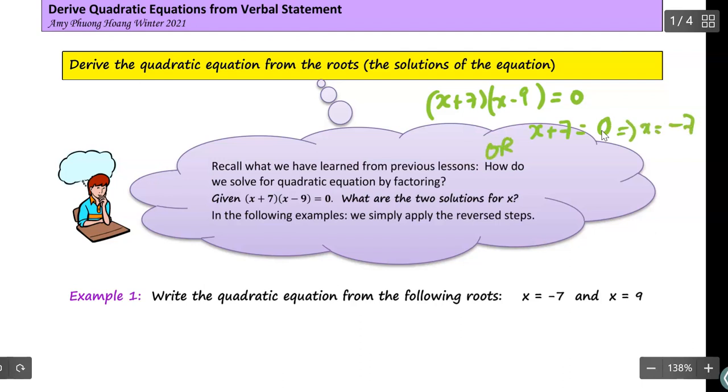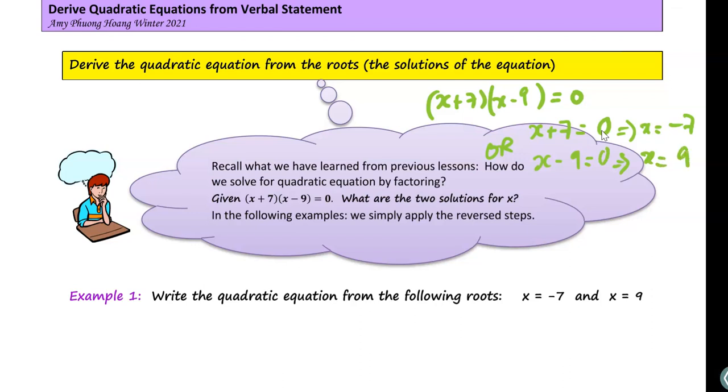Or, the word "or" is very important, x minus 9 equals 0. Therefore, you have x equal to 9. So those are the two conclusions that you have from this equation to pull out the two solutions for x.